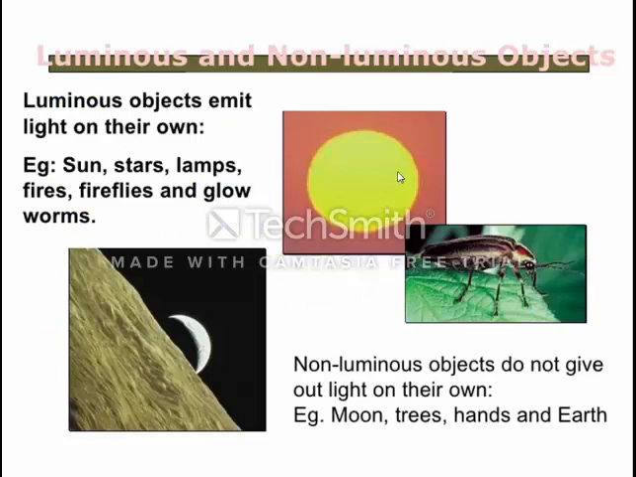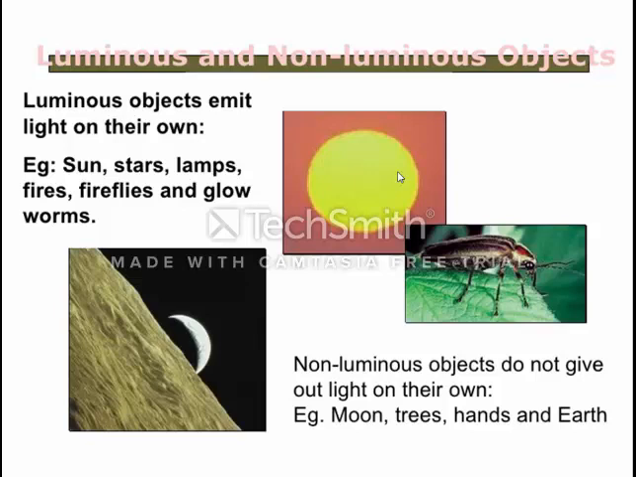Now we will see two small topics which I have left before. One is luminous and non-luminous objects. As you all know, what do we mean by luminous objects? Objects which emit light of their own are said to be luminous objects. And what are non-luminous objects? Non-luminous objects do not give out light of their own.